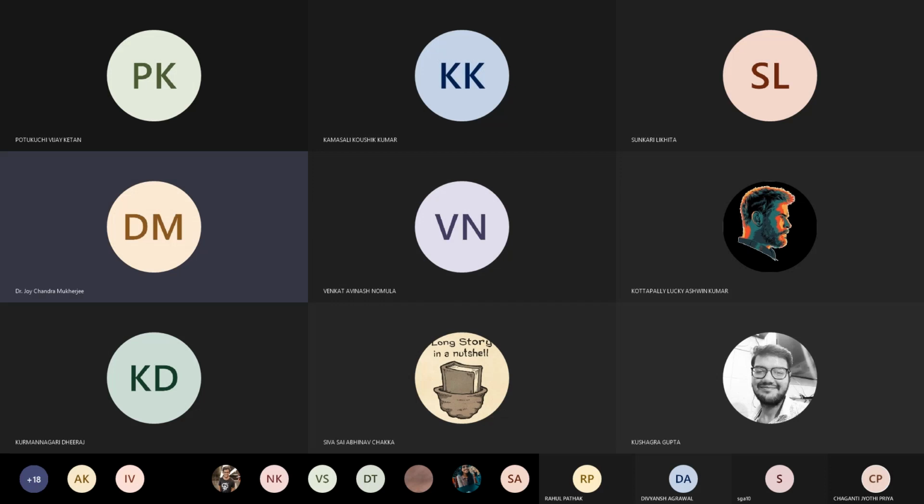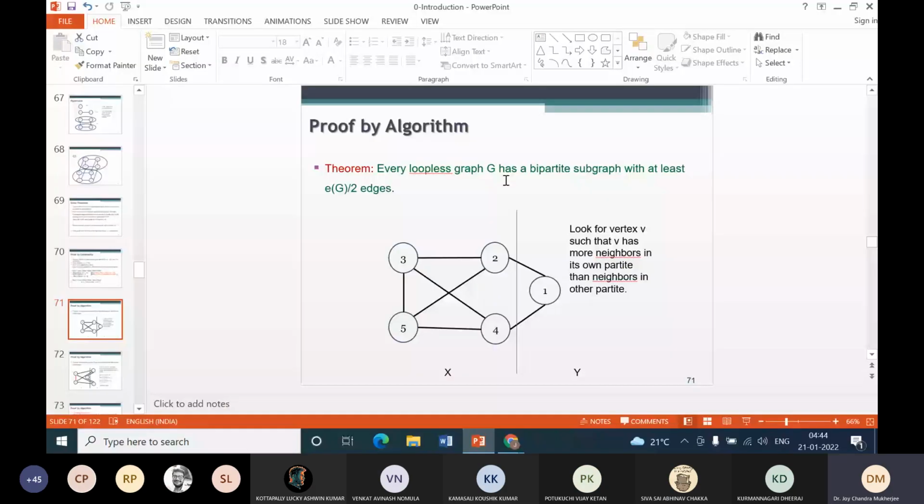And it says that if it is a loopless graph G, you can always find a bipartite subgraph of that graph with at least E(G) by 2 edges. So E(G) is the number of edges in the graph G. Okay.